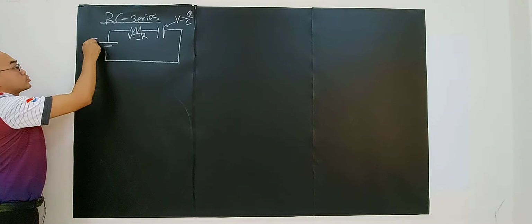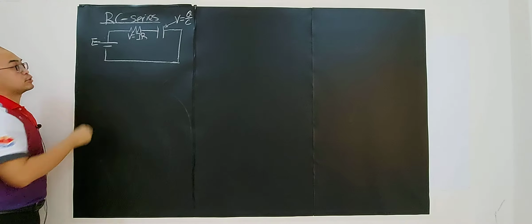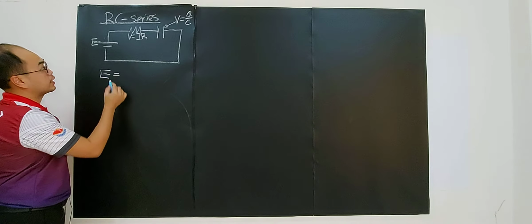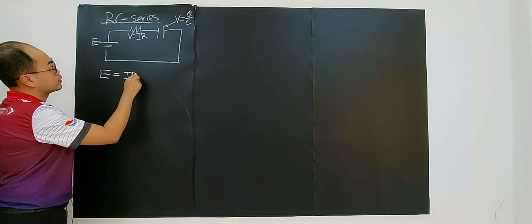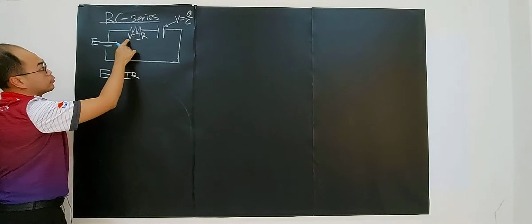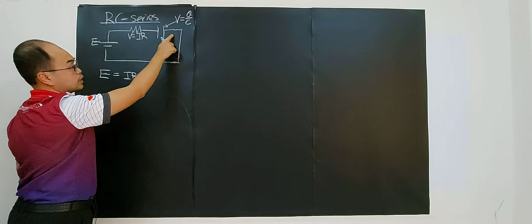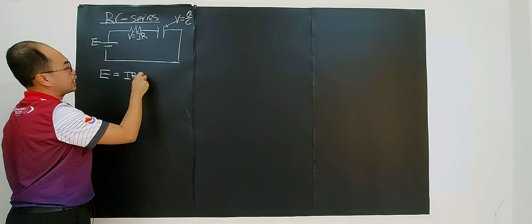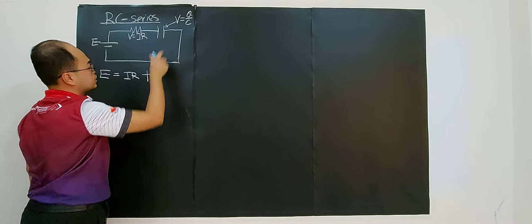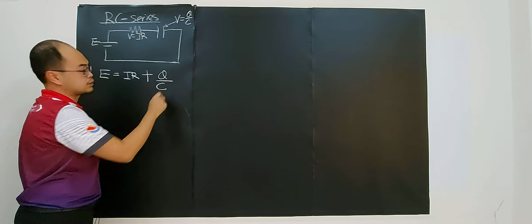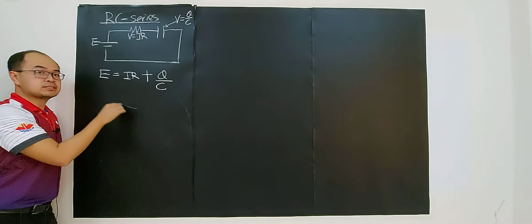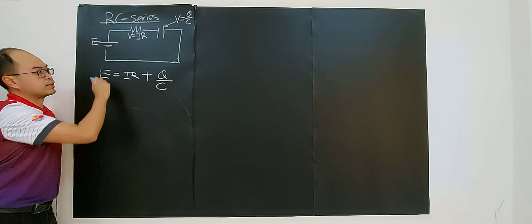So this is the electromotive force, your energy supply. According to Kirchhoff's law, E can be rewritten as IR, the sum of the voltage drops across these two electronic components, the resistor and the capacitor, which will be IR plus the voltage here, Q over C. You can ask your physics teachers to explain why this is.